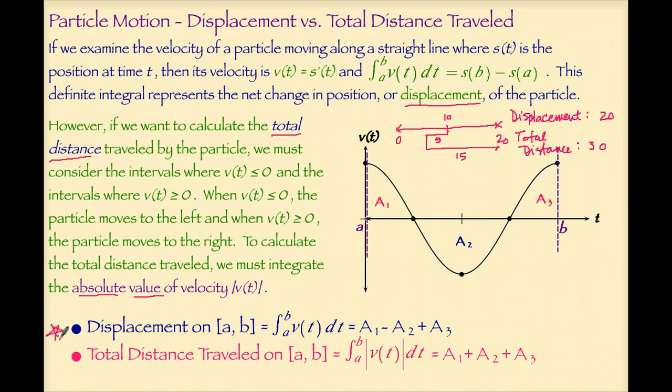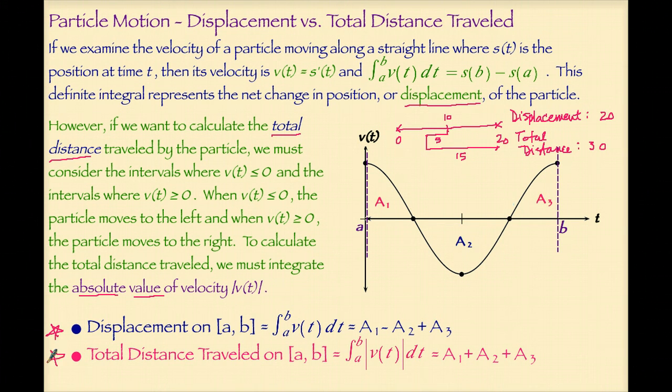Therefore, to get displacement on the interval AB, we're going to integrate from A to B the velocity function as is. That will give us A1, this section, minus A2 since it's negative, and then plus A3, net displacement.